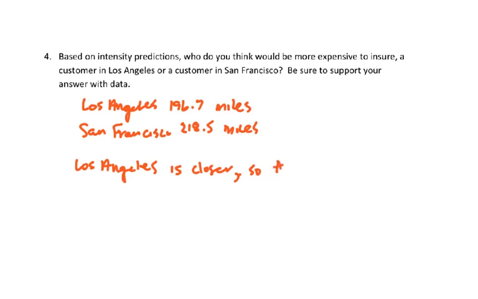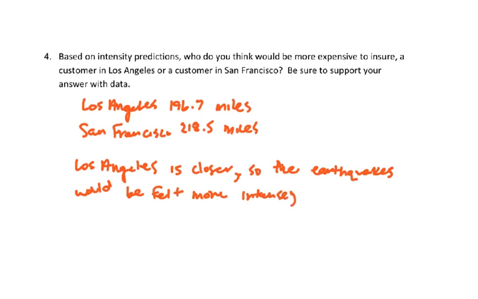So, the earthquakes would be felt more intensely, making them more expensive to insure. That's how we'd figure something like that out. We needed new information about how far away they were. Los Angeles is closer, thus it's more expensive to insure. And that's it for this video.